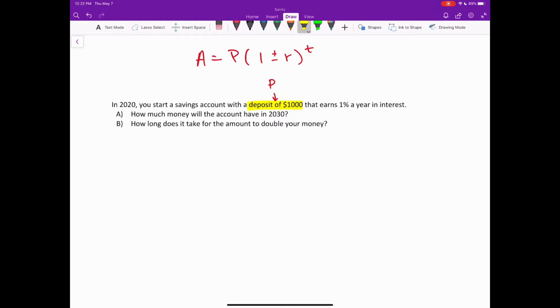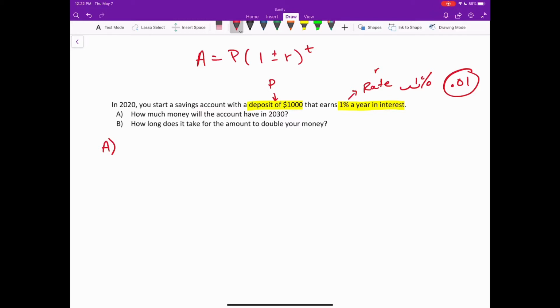It earns 1% a year in interest, so that sounds like our rate. All right, that's my r value. And 1% as a decimal is going to be 0.01. I just moved that decimal place over twice here. So I have a decimal rate of 0.01. And then there's two questions here. All right, question A says, how much money will the account have in 2030?